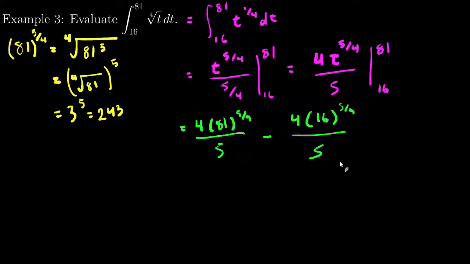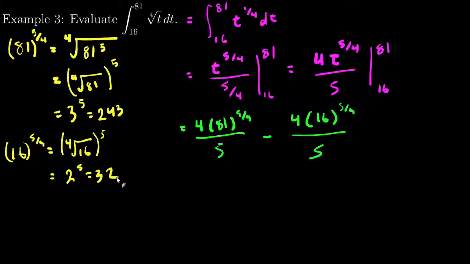I'm going to do the same thing for 16 to the 5/4. So 16 to the 5/4 is going to be the same thing as the 4th root of 16 to the 5th. And the 4th root of 16 happens to be 2. 2 to the 5th is 32. And so now I can bring this in. So this over here will equal 4 times 243 over 5 minus 4 times 32 over 5.